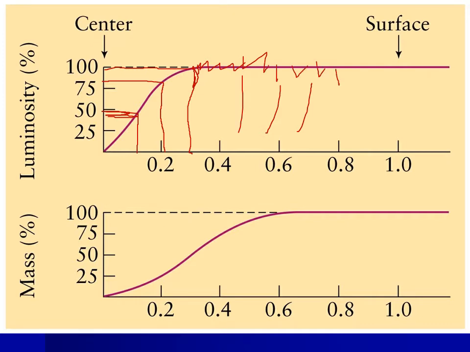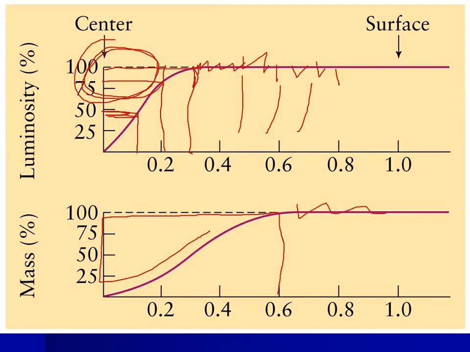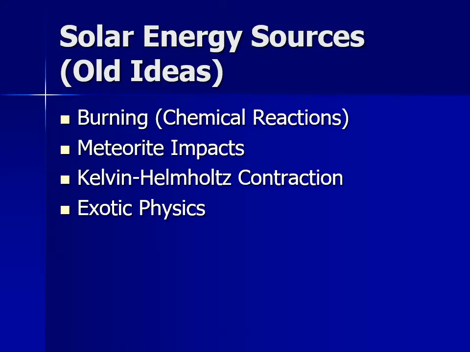And so what that's telling you is that all the nuclear fusion is happening in the innermost one-third of the sun. Mass. By the time you get about 60% of the way out, then most of the sun's mass is below you. And so from that point on, it's getting thinner and thinner and thinner. Okay.